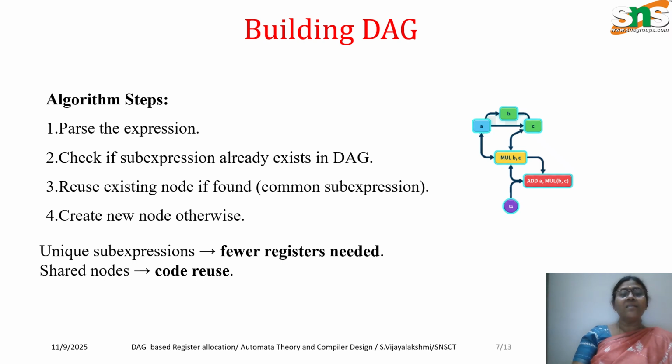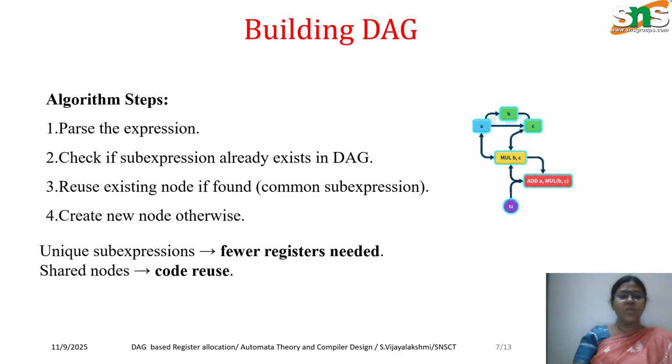Now, building the tag. The tag is a directed acyclic graph. Leaves represent operands, internal nodes represent operators, and edges show the dependencies between the computations. For example, in a plus b, into a plus b, the sub expression a plus b appears twice, but the tag represents it once.